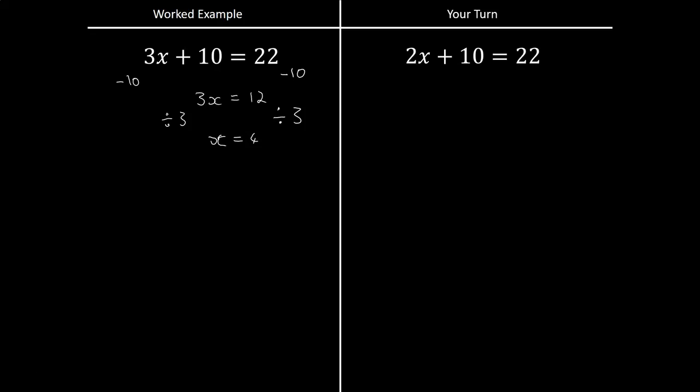So, same as before, I could start by dividing everything by 2, then I'd have to divide everything by 2. It would work in this case, but I think it's going to be easier to subtract 10. It will always be easier to add or subtract something than it will be to divide by something. So let's start by subtracting 10. That gives me 2x on my left-hand side and 12 on my right-hand side. I've now got 2 times x. The inverse of multiplying by 2 is dividing by 2. And so I get x equals 6.